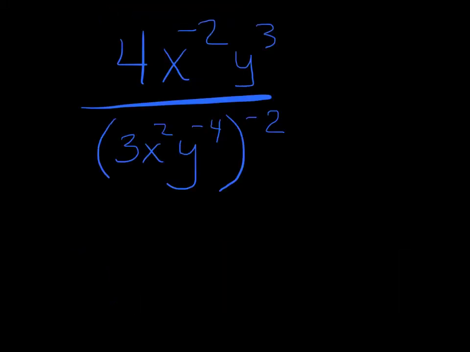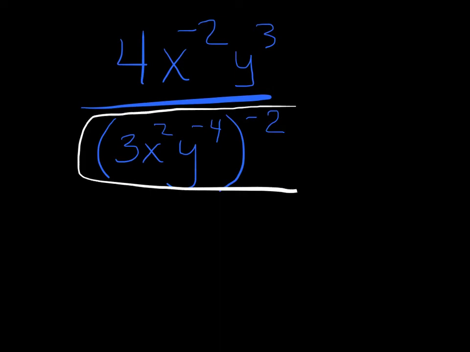All right, we're going to make this one even a little uglier. So I've got 4x to the negative 2y cubed divided by the quantity 3x squared y to the negative 4th, to the negative 2nd. Now you'll notice this one's different because this one has this whole set of parentheses raised to the negative 2. So watch what I'm going to do first. I can take all of this junk here and I'm simply just going to move it up to the top because of this negative exponent.